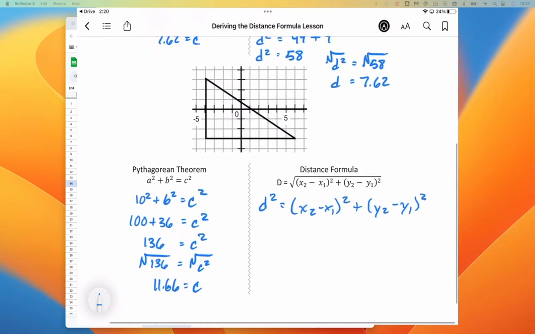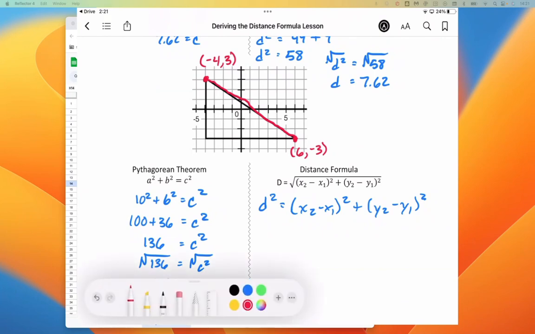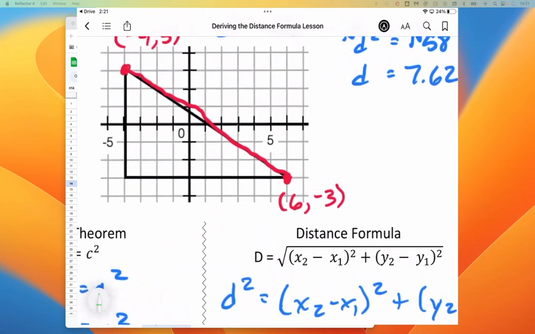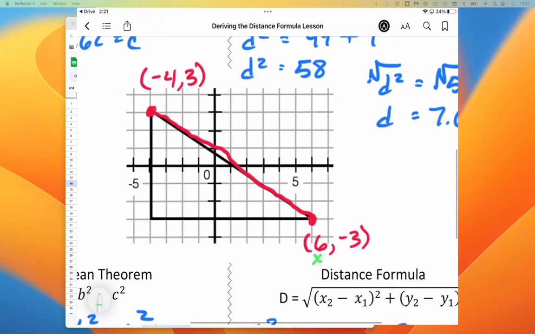And then what we need to do is recognize we're trying to find the length of the hypotenuse. So from there to there, along that red line there. And our names of our points would be 6, -3, and -4, 3. Super important. Name these darn things. And just for giggles, I'm going to name this one x1 and y1. I'm going to name this one x2 and y2.